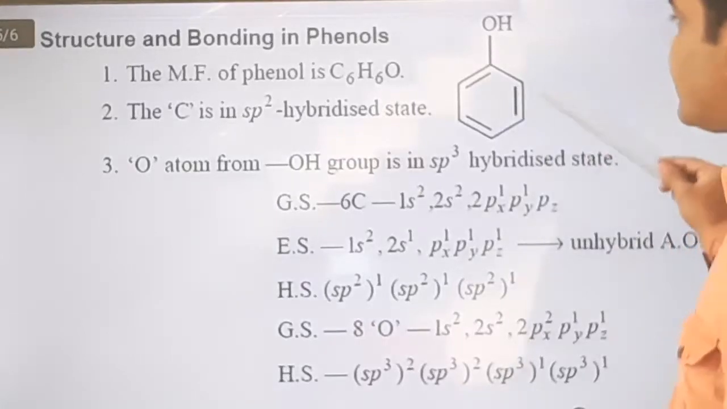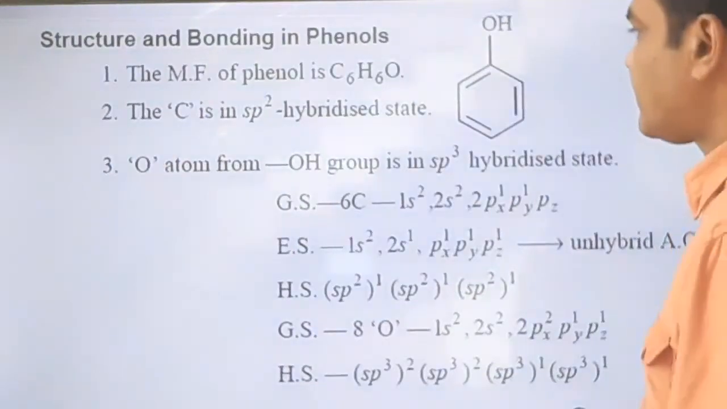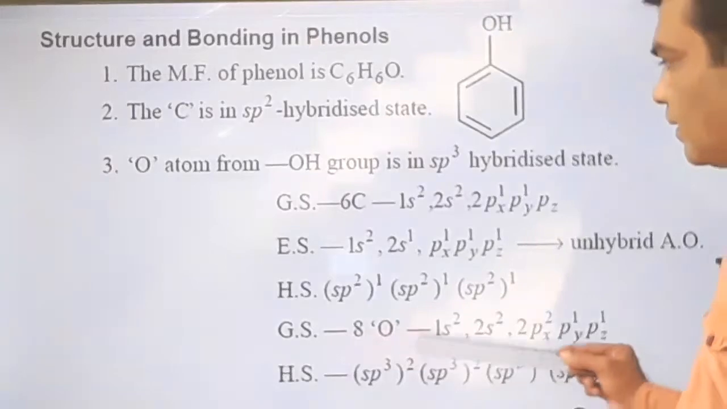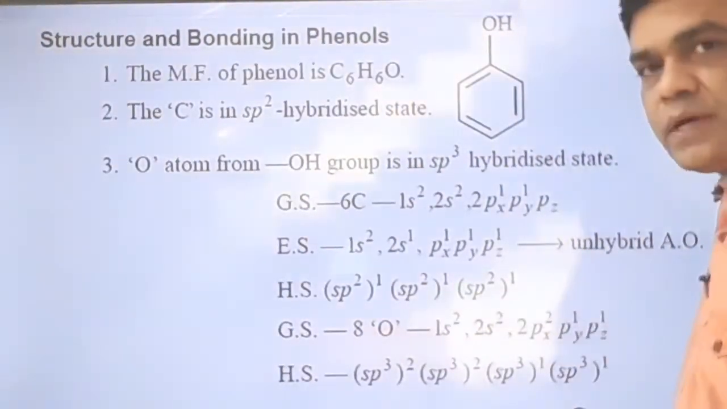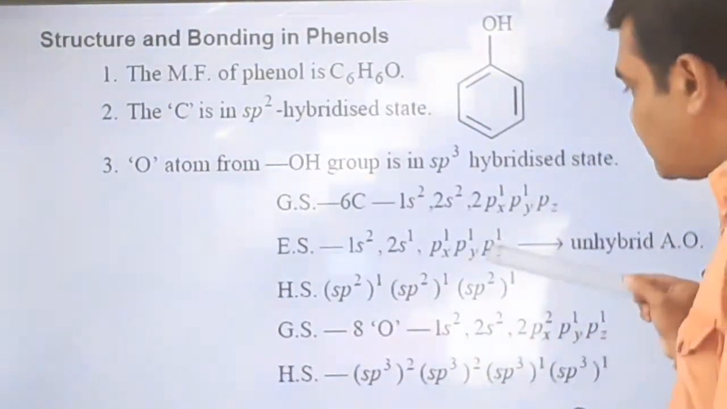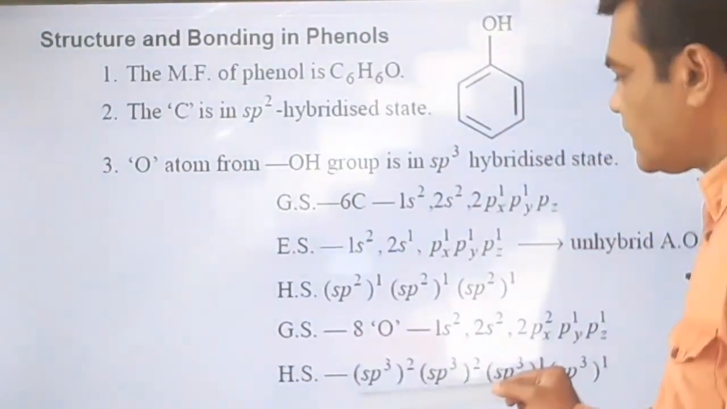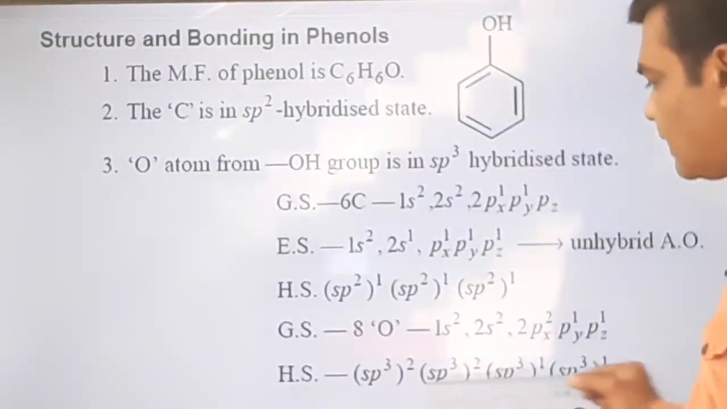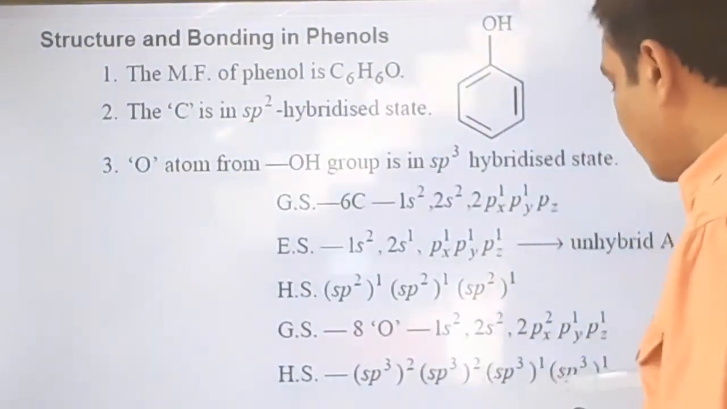See, this is the structure of phenol. Carbon hybridization state is sp2, oxygen hybridization state is sp3. Carbon has how many sp2 hybrid orbitals? 3 sp2 hybrid orbitals, each containing 1 electron. 2pz is unhybridized. Okay, coming to oxygen. What is the hybridization state? sp3. 4 sp3 hybrid orbitals, out of that 4, 2 have double electrons, paired electrons, and 2 have single electrons.